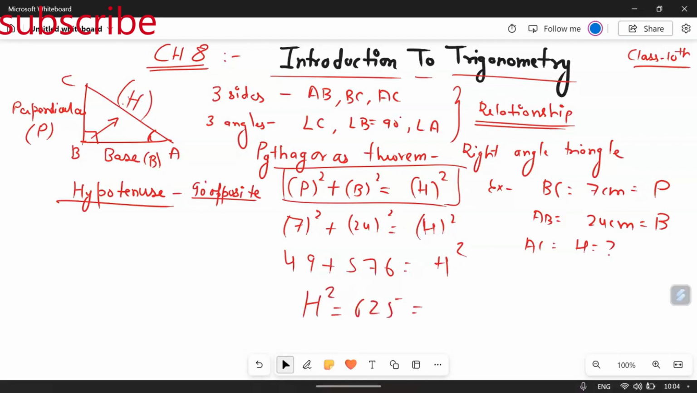So H square will become 625. Then you take the under root. Under root means you have to find that number whose square is 625. So that is your 25 centimeters, which is higher than 7 as well as 24. So you can say that this comes out to 25. Okay.